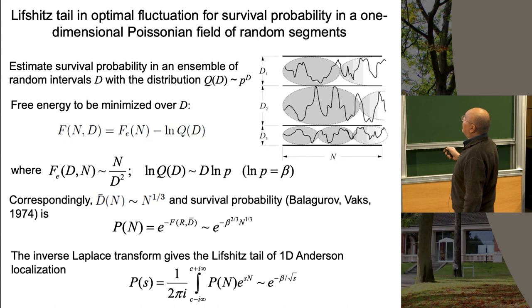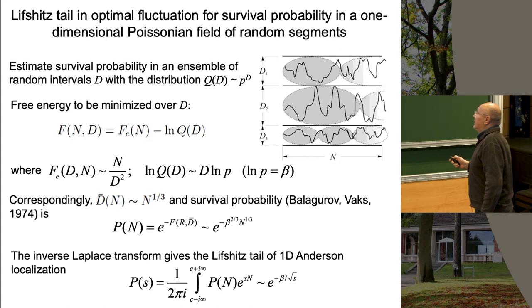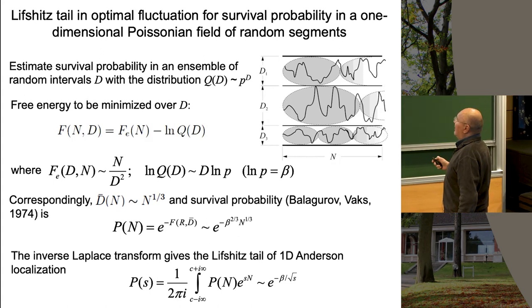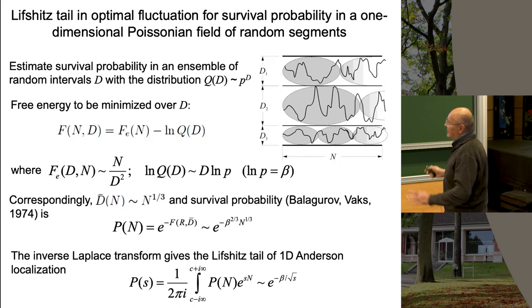The typical size of some interval is d. So if this distribution is exponential, then the typical entropy of spontaneous creation of an interval of size d is the logarithm of the probability distribution. Okay, this is one side, entropy.